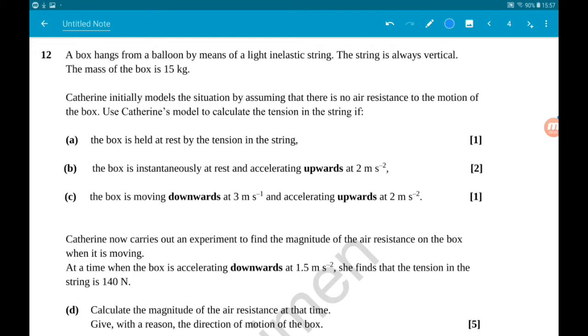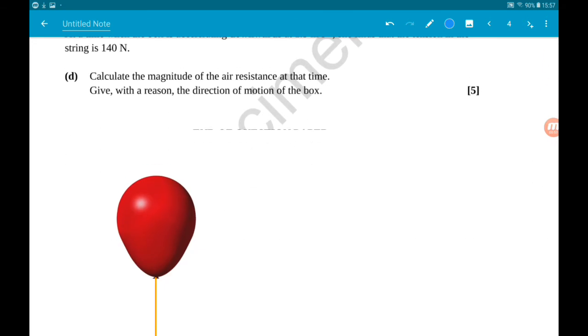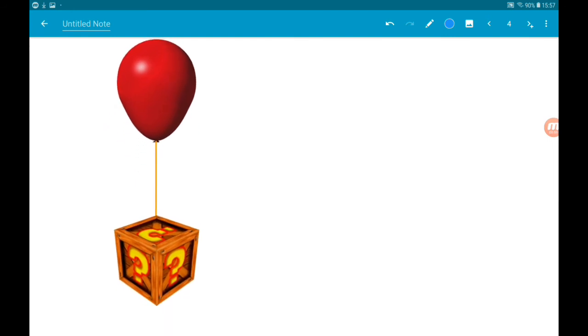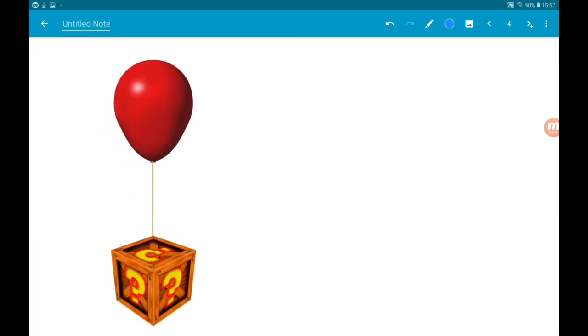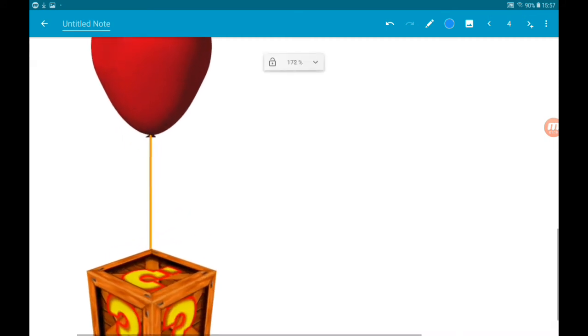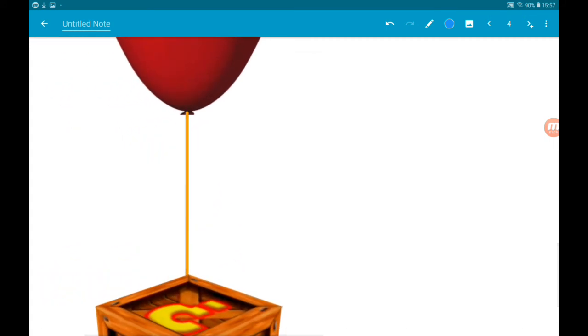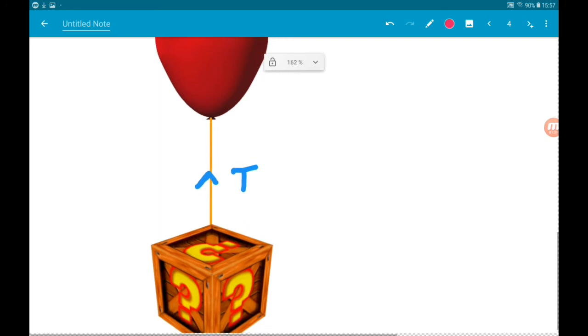Okay, so I've made a diagram. So there's our balloon and there's our crate. Hello to any Crash Bandicoot fans out there. So what's going on? Well, the forces that we have are the tension in the string pulling the box up, and the weight of the box trying to pull it down.